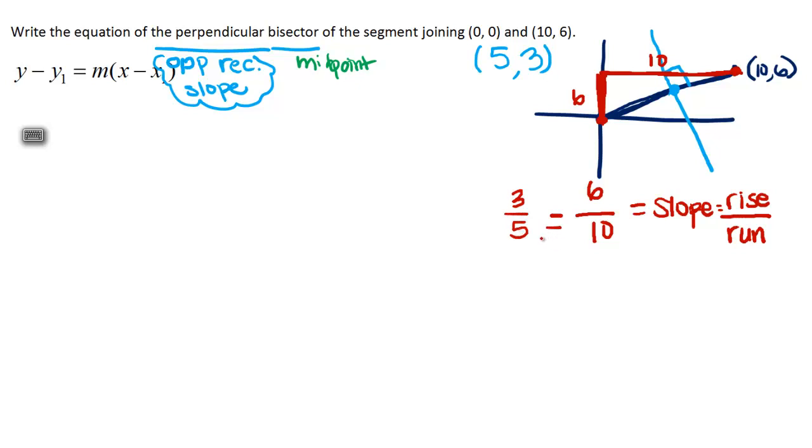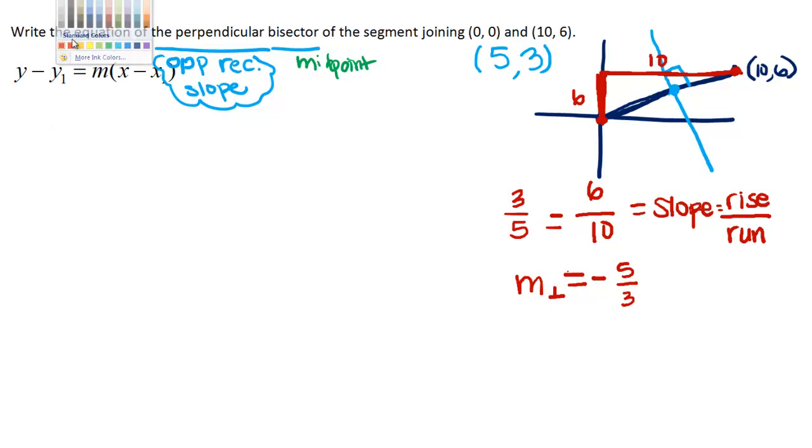So I'm going to take the opposite reciprocal of this, because I want to find the perpendicular slope. Opposite means if this is positive, then this is negative. And the reciprocal of this, instead of 3 over 5, would be 5 over 3. So that's pretty much it. I found my slope. Here's my point, and all we've got to do is plug it into this equation right here.